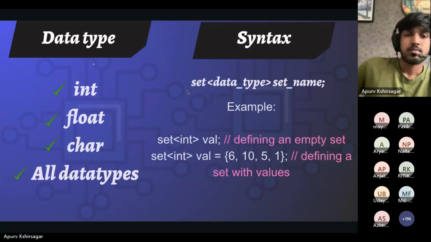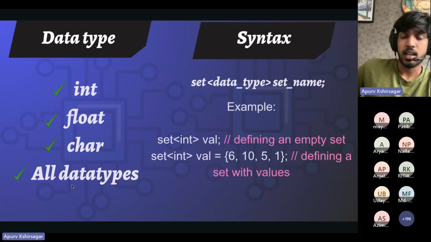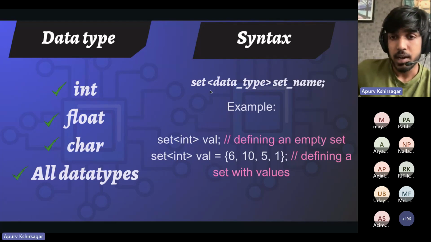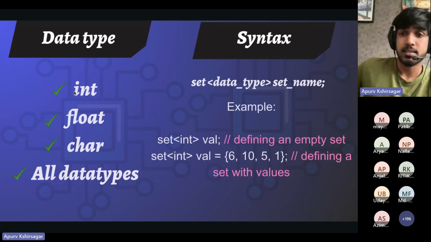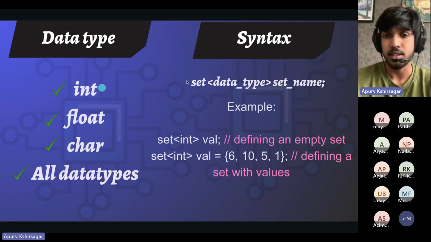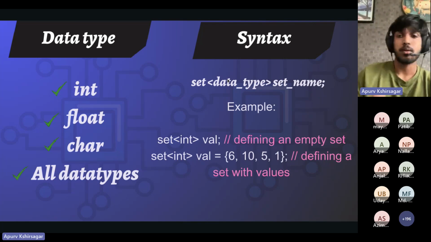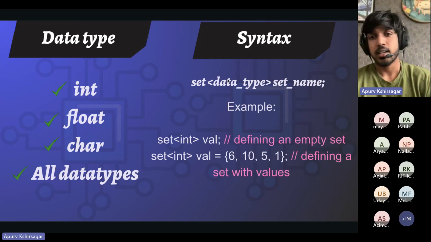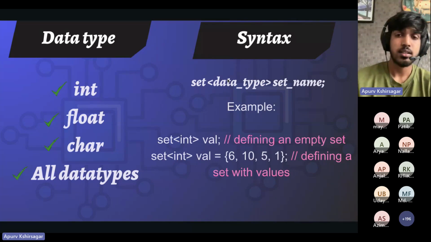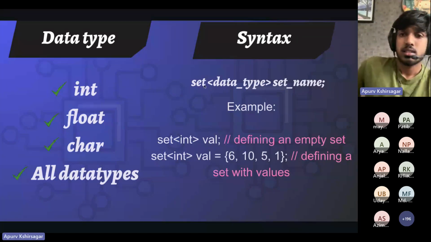Okay. So what all data types can sets take in? Basically nearly all data types. By data types, I mean in general, the basic predefined data types like int, float, char. It can take in anything. How do we define it? What is the syntax? Its syntax is as shown. First set, and then data type is required. It is a must. And this definition is similar to vector. So this is how you define.